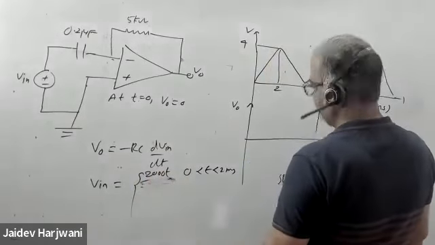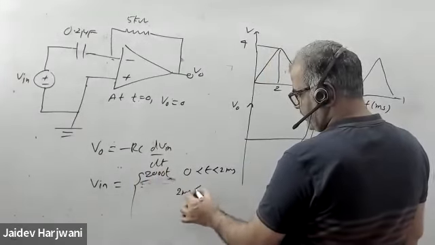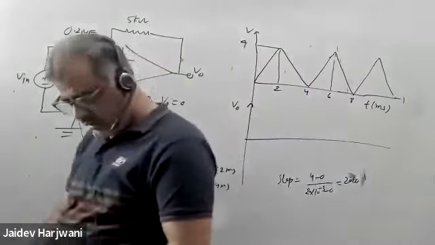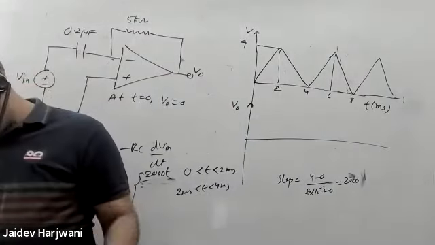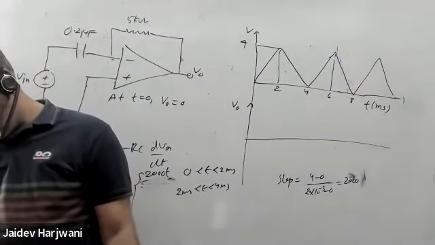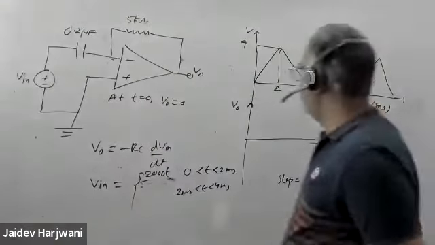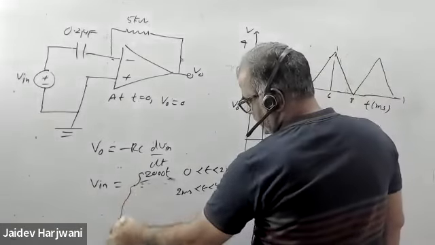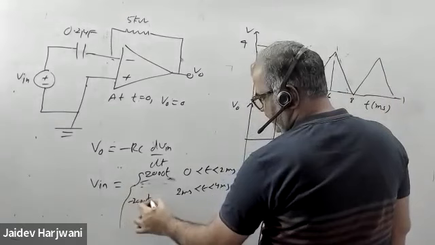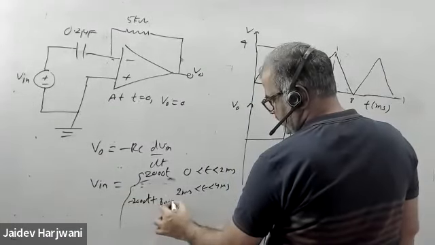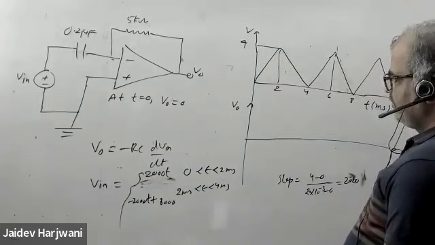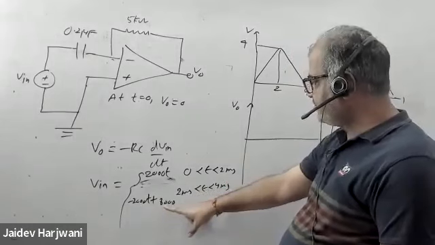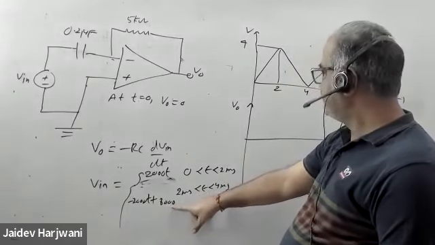If I say between 2 millisecond to 4 millisecond, what is the equation for V input? The slope is the same but negative: minus 2000 t plus 8000. Because if you put 2 here, this becomes minus 4000 plus 8000, so this becomes 4000.